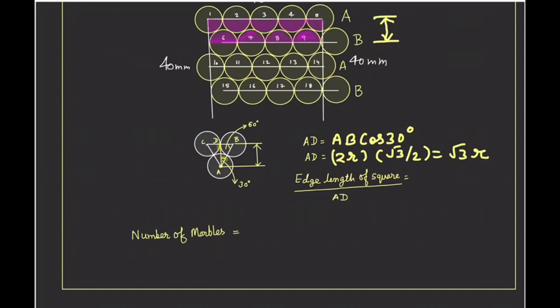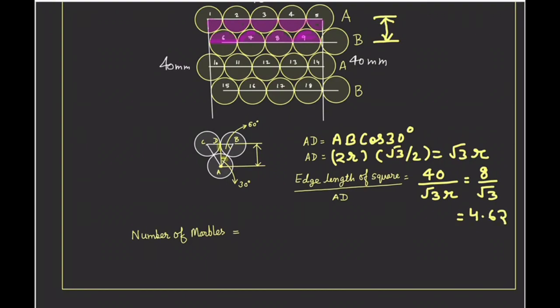In order to calculate that, we can divide the edge length of a square by the distance between AB layer, which is equal to AD. So if we put the value, the edge length of the square is 40 and the distance between AB layers is AD, which we have calculated, equal to root 3 times R, and the value of R is 5. So if we put the value, we'll get 8 by root 3. On simplification with the help of a calculator, we find this value is equal to 4.62.